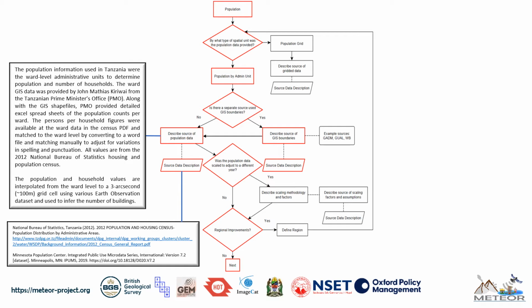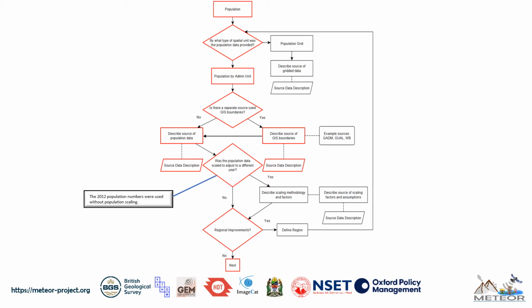The population data was spread from the ward level to a 3-arc-second grid, which is approximately 100 meters, using dasymetric mapping. In the spreading process, several Earth observation datasets are used, including global population datasets, which was ultimately used to estimate number of buildings. The population data is from 2012, and there was no scaling to adjust for population growth.